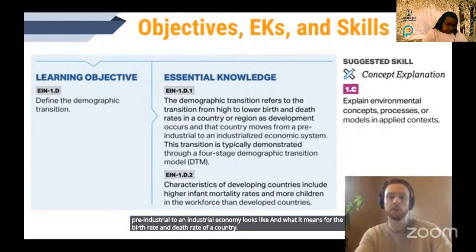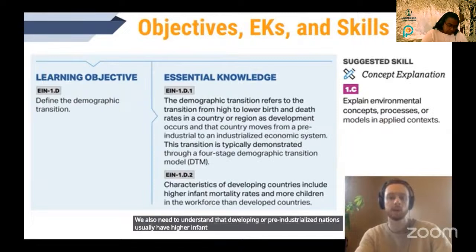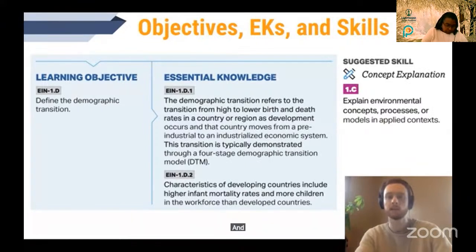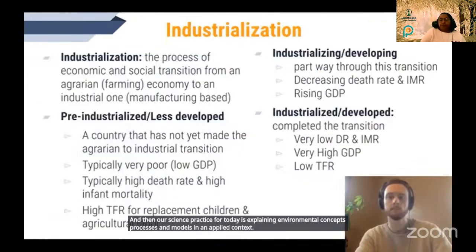We also need to understand that developing or pre-industrialized nations usually have higher infant mortality rates, as well as more children in the workforce, primarily in agricultural farm work that provides the family with income. And then our science practice for today is explaining environmental concepts, processes, and models in an applied context.